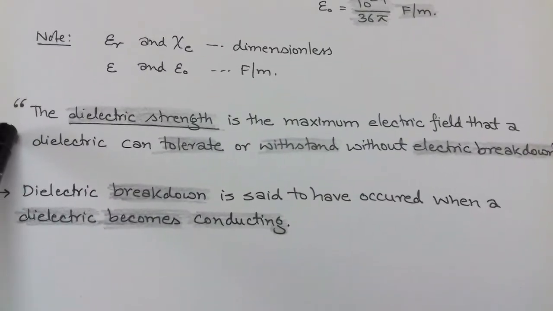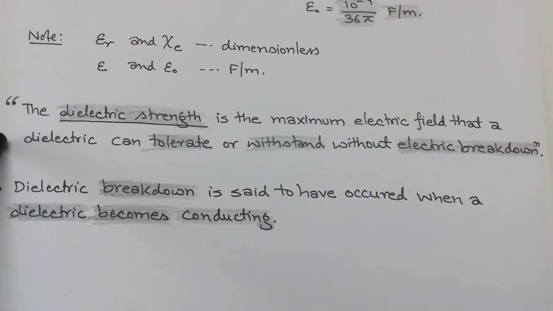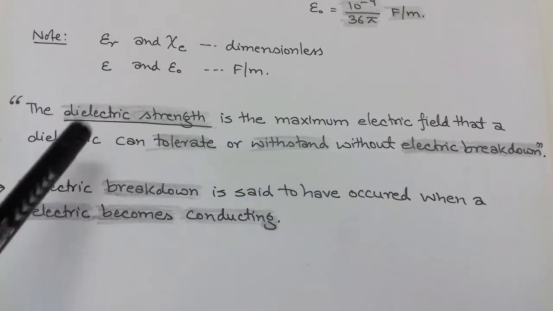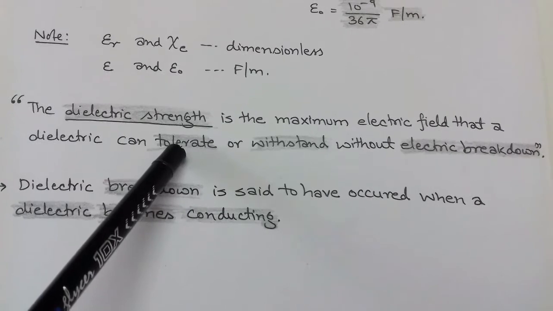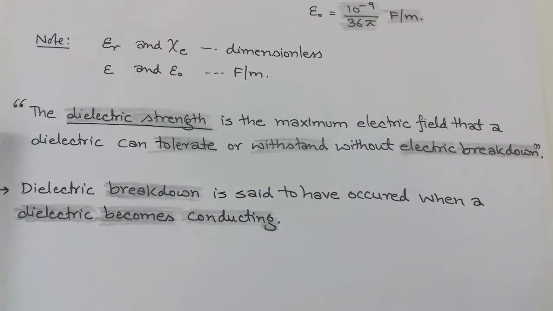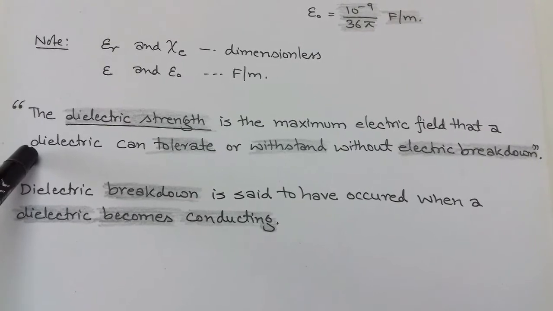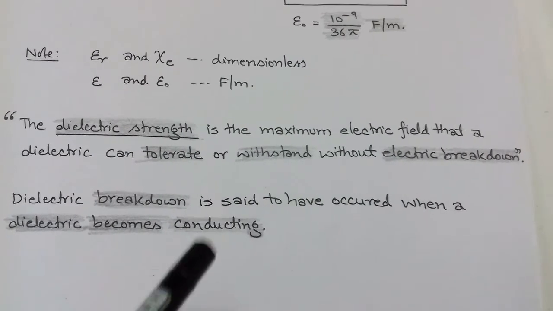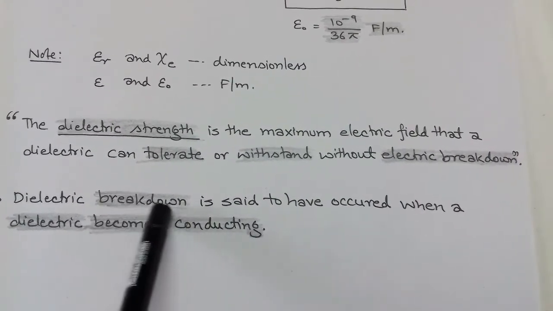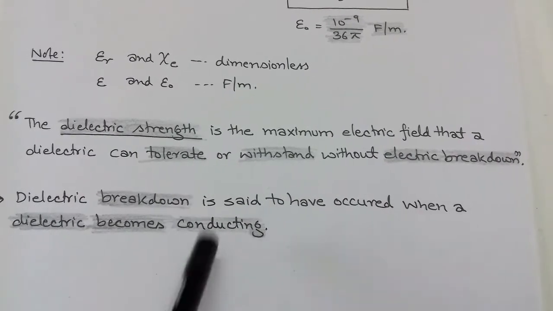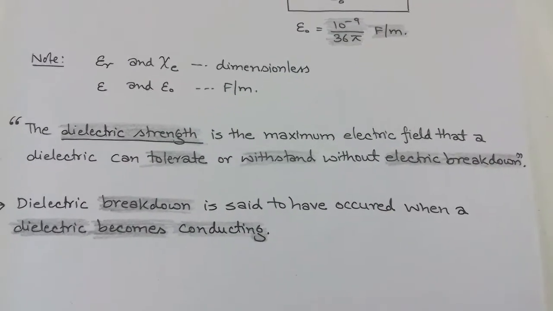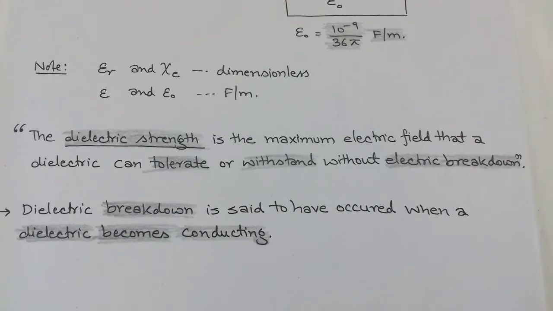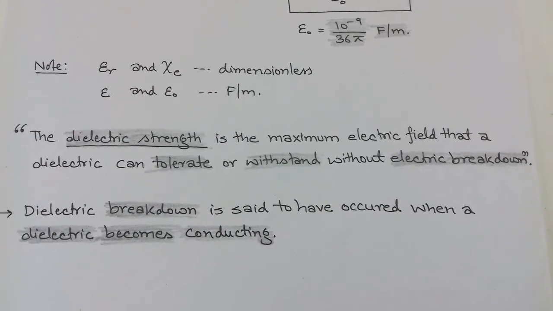Now what is the strength of a dielectric? The dielectric strength is the maximum electric field that a dielectric can tolerate or withstand without electric breakdown. Now what is electric breakdown? Dielectric breakdown or electric breakdown is said to occur when the dielectric becomes conducting, meaning the dielectric becomes a conductor. That is due to an electric breakdown.